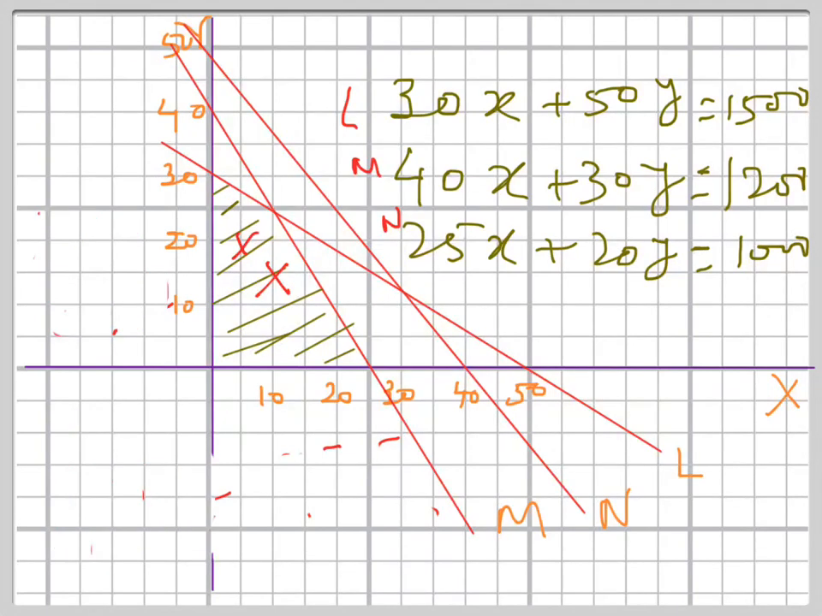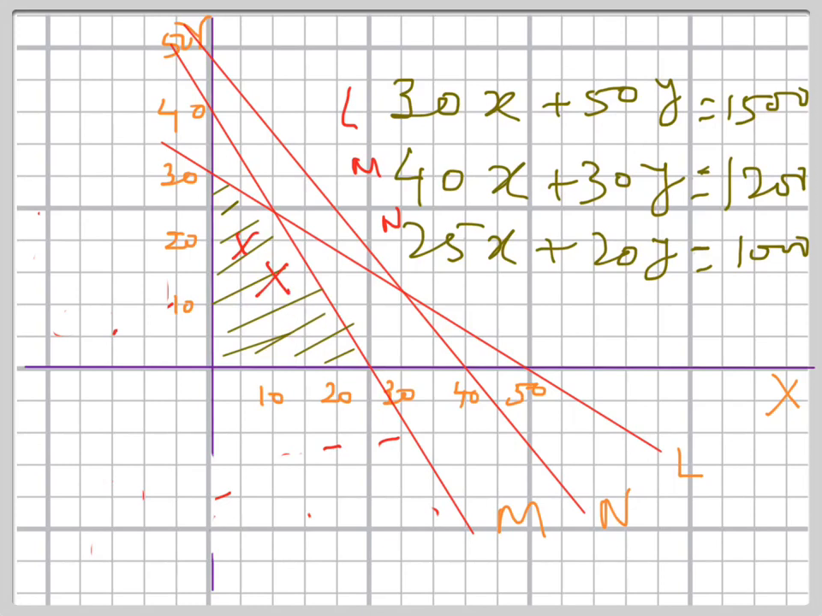Now we understand that this shaded portion gives us such values of x and y which satisfy all the constraints, and so they are feasible. But then they have different profit values, and we have to maximize. Optimum solution means here we are maximizing the profit. So such values of x and y are feasible, and also they are giving the maximum profit.